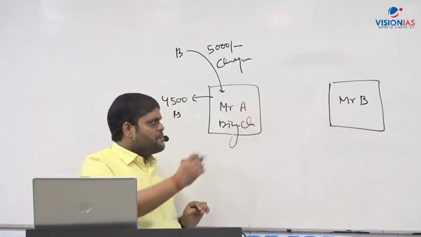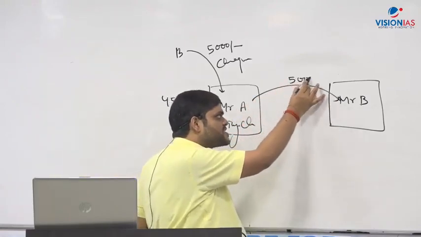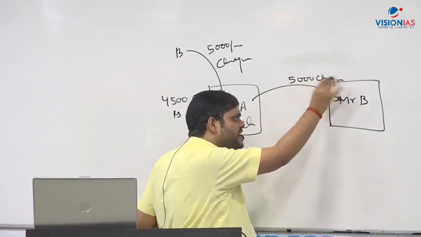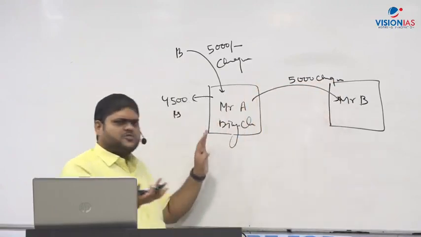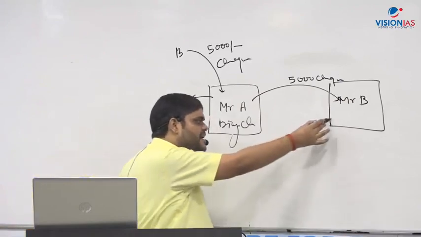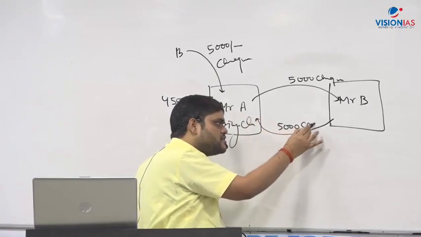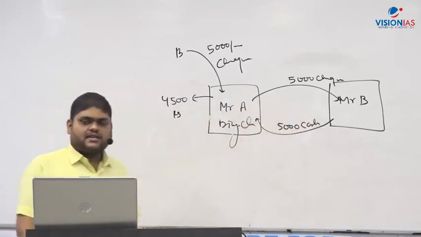Mr. A went to Mr. B and asked him to accept the 5,000 rupees check. Mr. B agreed because Mr. A was a close friend. And Mr. B gave 5,000 rupees cash.